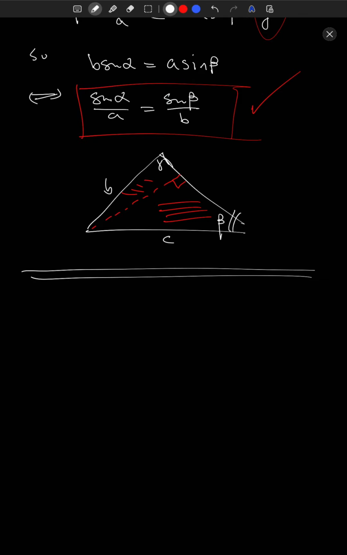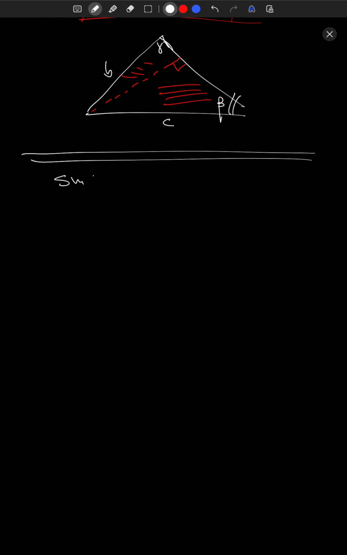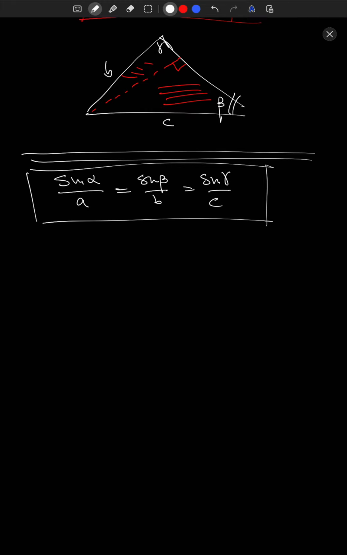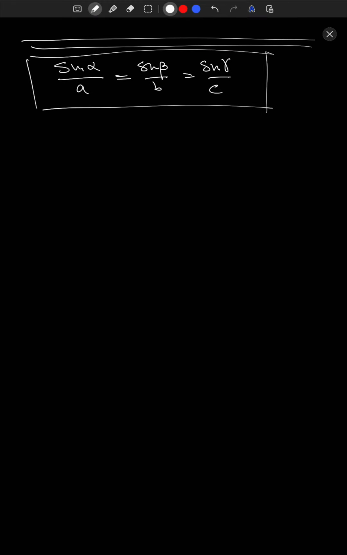Now let's use it. Okay, so again, let me write down our law of sines. We always want to keep this in mind. How are we going to use it? Well, the idea is we can use it to solve triangles. So again, let me draw a picture. Alpha, beta, gamma, C, A, B.